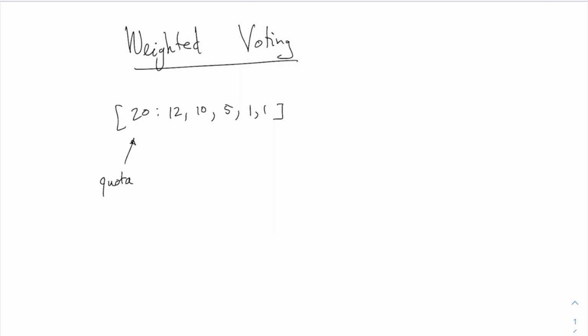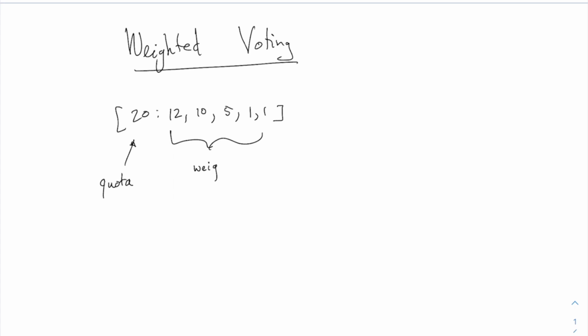So we always begin with the quota first, and then these numbers describe the weights of the voters. In this example, I'm talking about 5 different voters, one with weight 12. That means when that person votes, their vote counts as 12. Another with 10, another with 5, and then 2 ones. Those are called the weights of the voters. And in order to get anything done in this particular example, you got to get to 20. That's how the law gets passed, or whatever it is that they're voting about. All right, this is the setup.